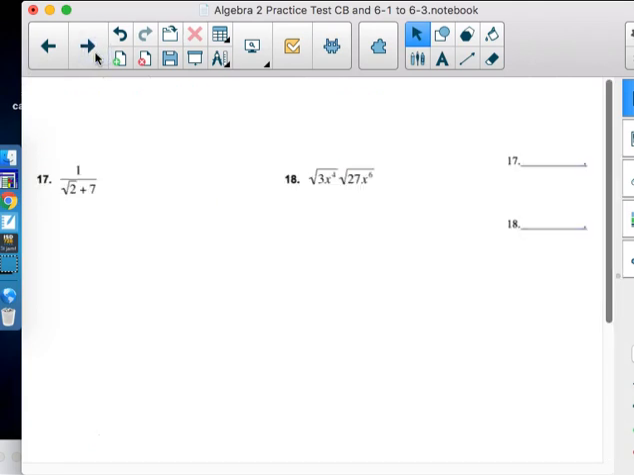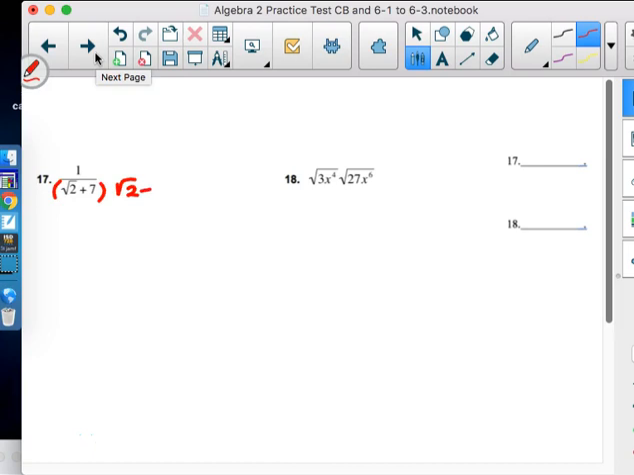Ooh, that looks a little more complicated. By? Good, the conjugate, yep. Good catch, Jackson. Well, I like this numerator. That's not much work at all. Denominator is a little bit of work. Square root of 2 times the square root of 2 is the square root of 4, which is 2.